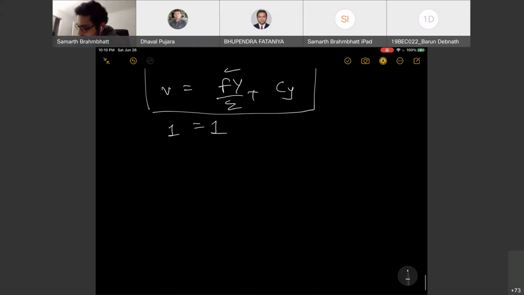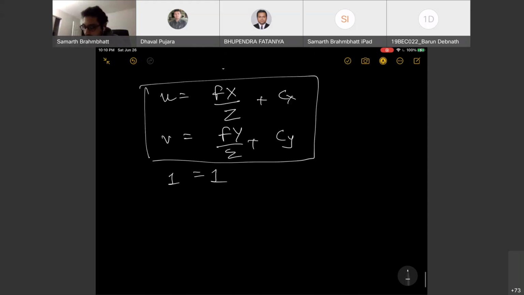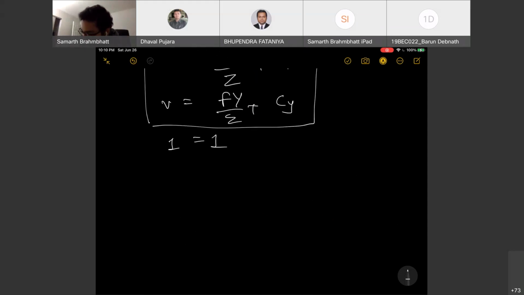And finally, I just want to add that usually different cameras, they have different focal lengths in X and Y direction. So the actual intrinsic matrix, we can call it fx.